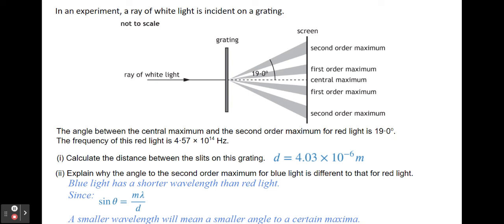Okay, so that's a basic run through of the theory of diffraction gratings for our Higher Physics. So I hope you found that quite useful. In the next video, we're going to move on and have a look at the idea of refraction of light.